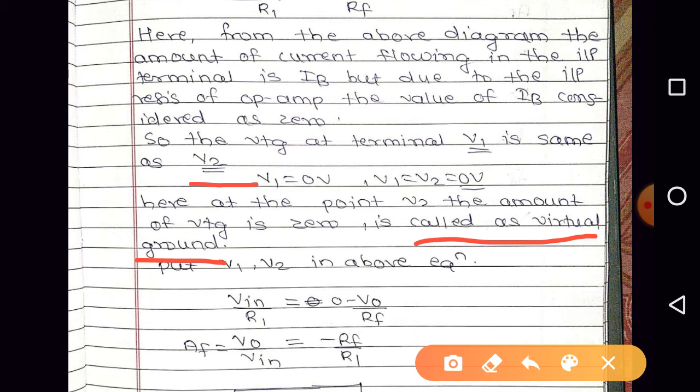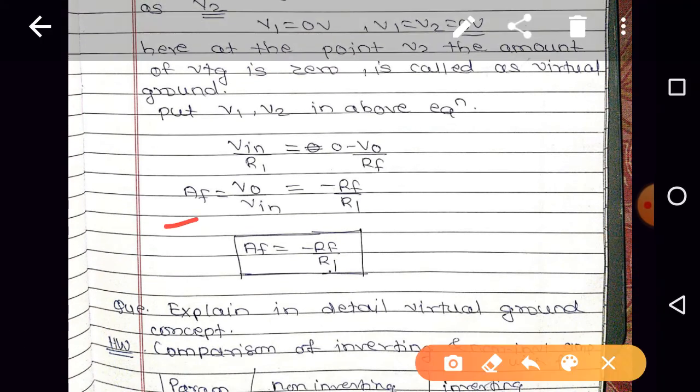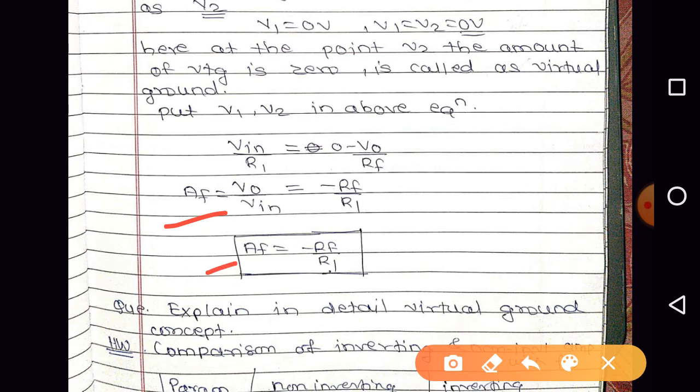Put V1 and V2 in the above equation, we will get AF is equal to minus RF upon R1, that is V0 upon Vin is equal to minus RF upon R1. So according to the virtual ground concept, AF is equal to minus RF upon R1.